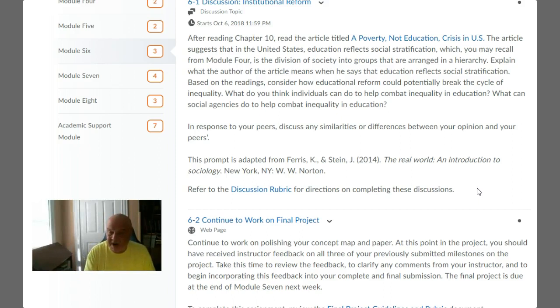So when we talk about a poverty, not education crisis in the U.S., we're talking about the economic and educational institutional spheres. Okay, so please read this and communicate with me if you have any questions. Thank you.